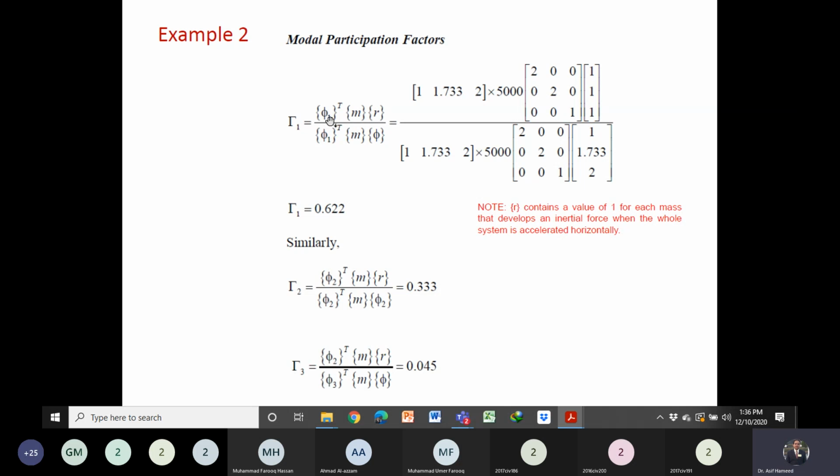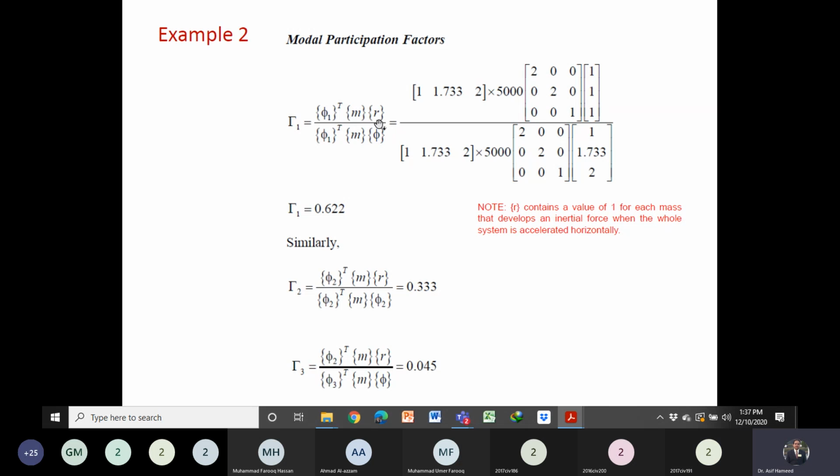Modal participation factor phi 1 transpose, mass matrix multiplied by small r. This is the influence coefficient vector. This is the mode vector for the first mode of vibration. You can take the transpose of that vector. Mass matrix is 10,000, 10,000, 5,000. You can take 5,000 outside. So we have 2, 2, 1.